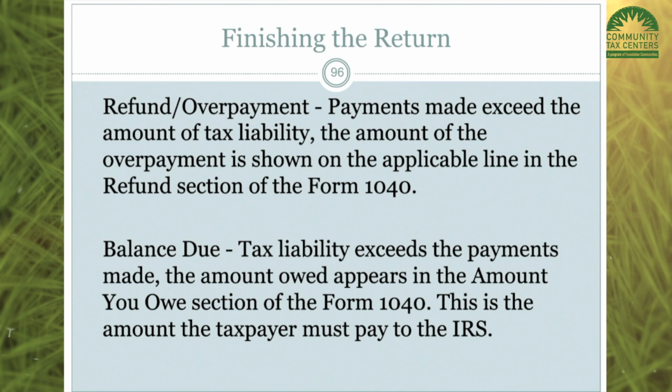So, refund or overpayment: payments may exceed the amount of tax liability. The amount of the overpayment is shown on the applicable line in the refund section of the Form 1040. A balance due means their tax liability exceeds the payments made. The amount owed appears in the amount you owe section of the Form 1040. This is the amount the taxpayer must pay to the IRS.